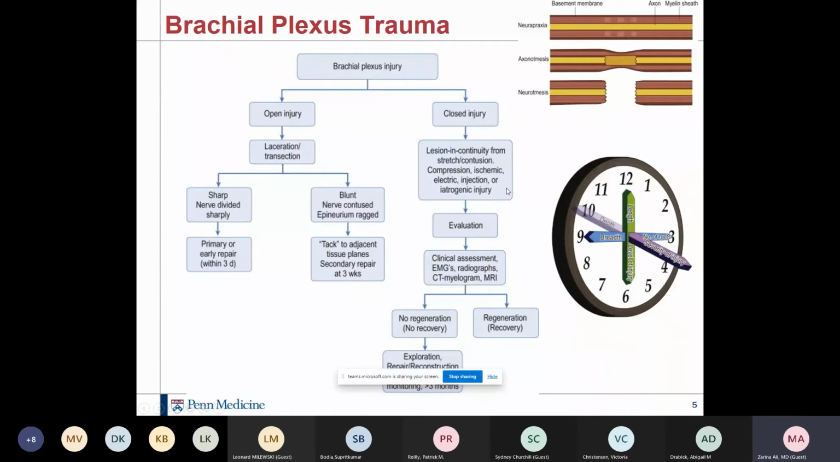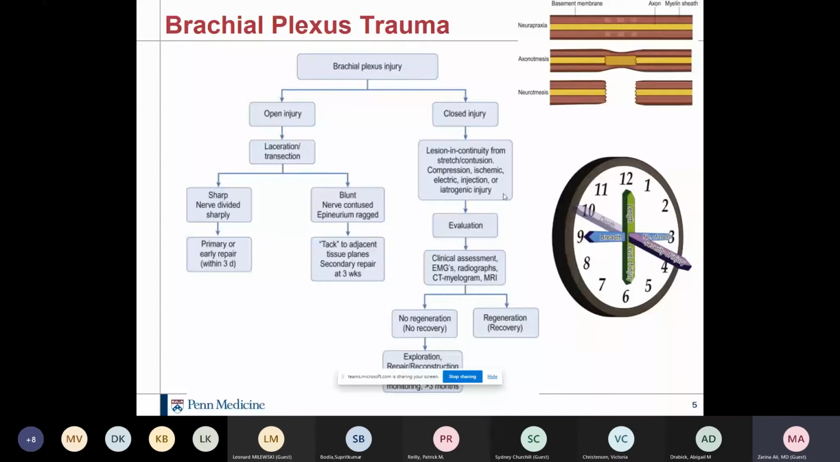Closed injury is by far and away the more common injury that we see. These are lesions in continuity from, as I mentioned, stretch or contusion of the nerve, and there's a variety of different mechanisms. Most commonly, we see this in high velocity injuries, such as motorcycle and motor vehicle accidents, in which we get a high velocity stretch or contusion of the nerve. But these can also include compression neuropathies, ischemic neuropathy, injury, electrical or injection, or even iatrogenic injury, which we see as well.